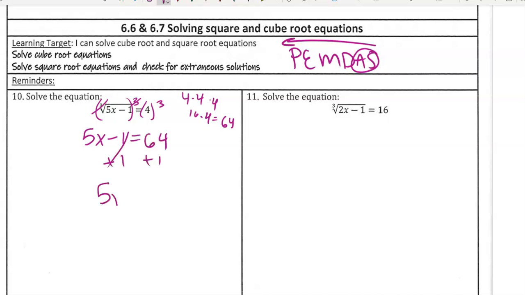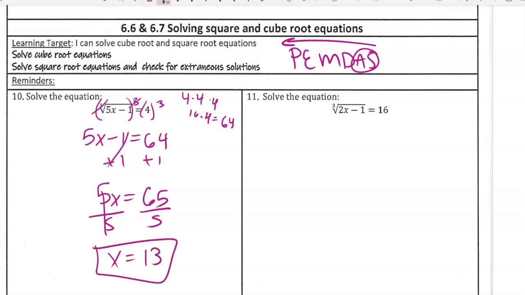So 5x equals 65. 65 divided by 5. Is it 12? Let's check. 65 divided by 5. 13. I should have known that. It's all right. We're not perfect. All right, moving on to the next one.